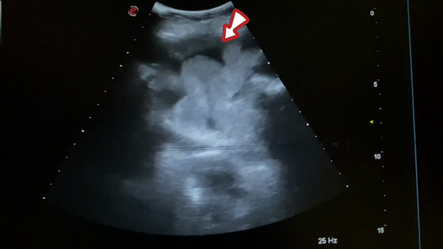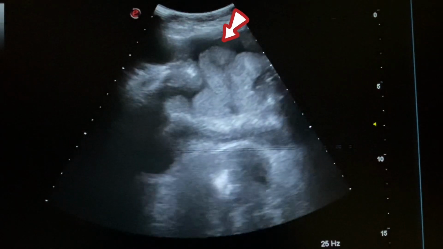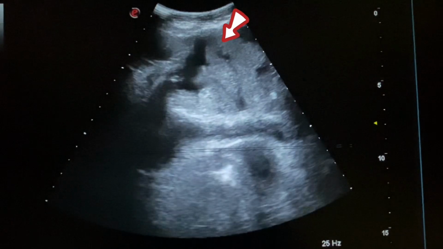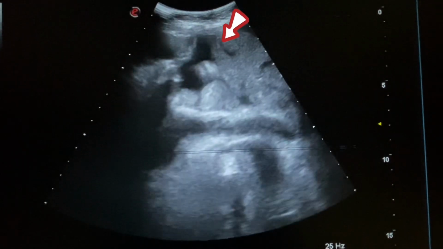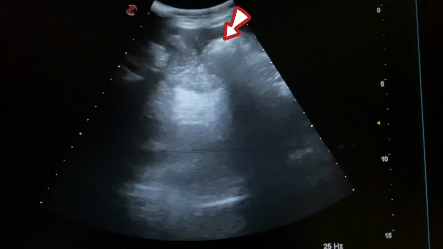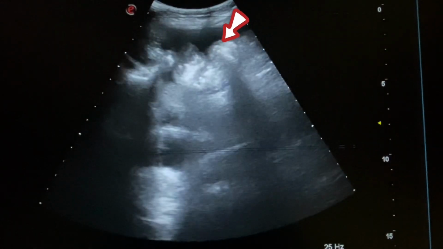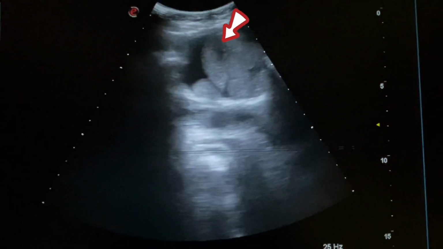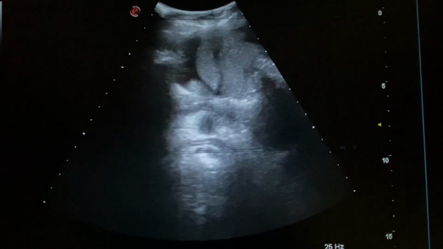Now we are scanning the pelvis. Here we see the gut loops and free fluid between the gut loops. Now how we will write the report.